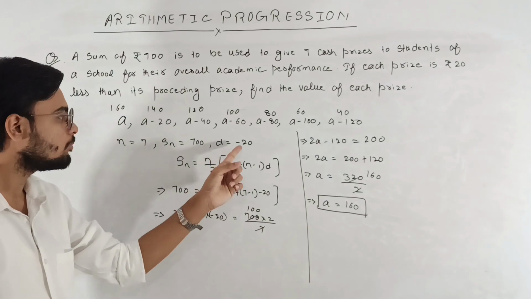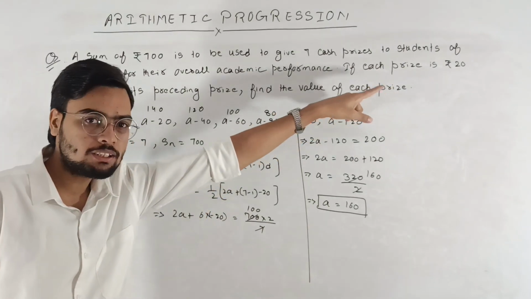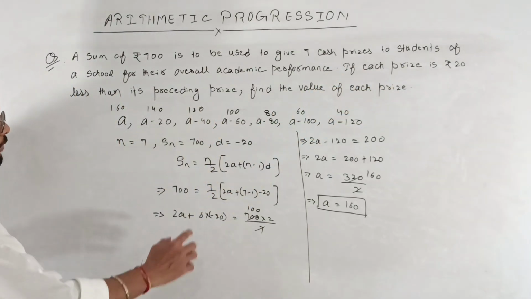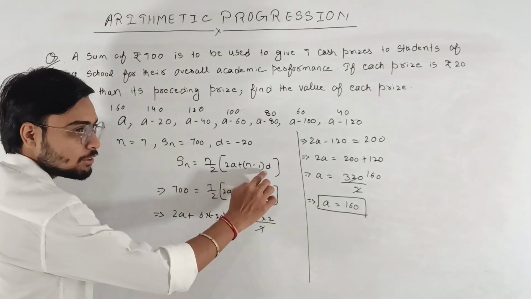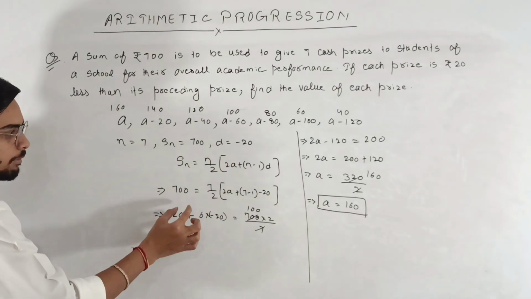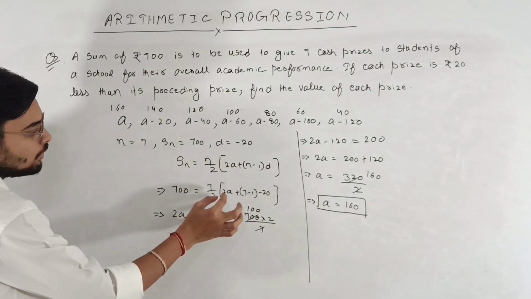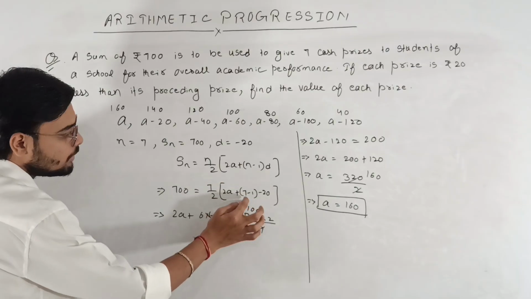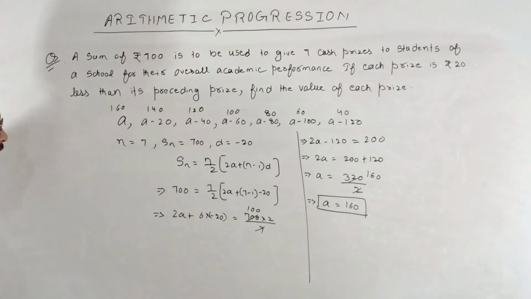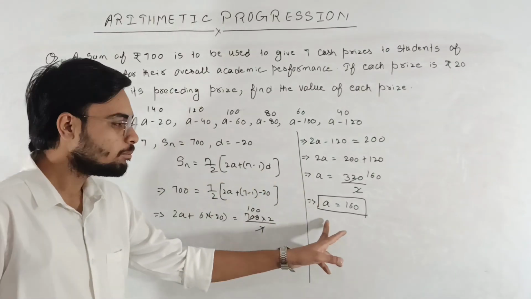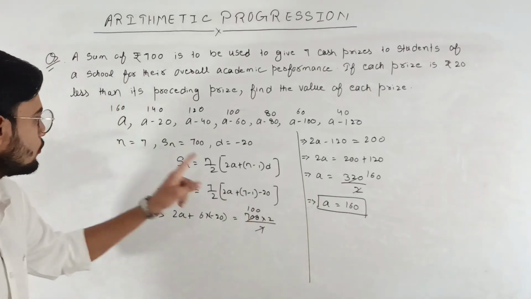Okay. Now D is minus 20, because each prize is 20 less than the previous one. Now what is the formula of SN? N upon 2 into 2A plus N minus 1 into D. So SN is 700, given. N is 7, so 7 upon 2 into 2A plus 7 minus 1, and D is minus 20. Now after calculating this, I get my A, which is 160, and A is the first prize.